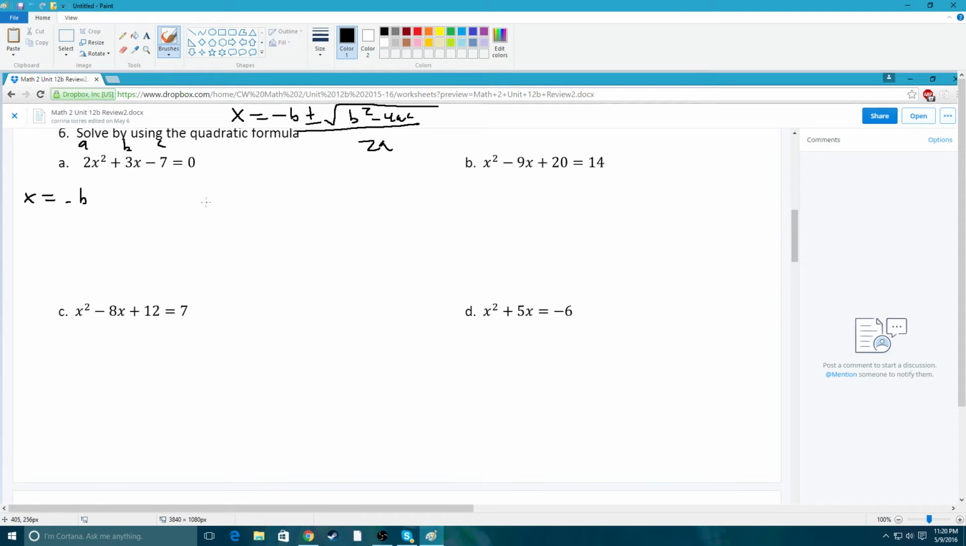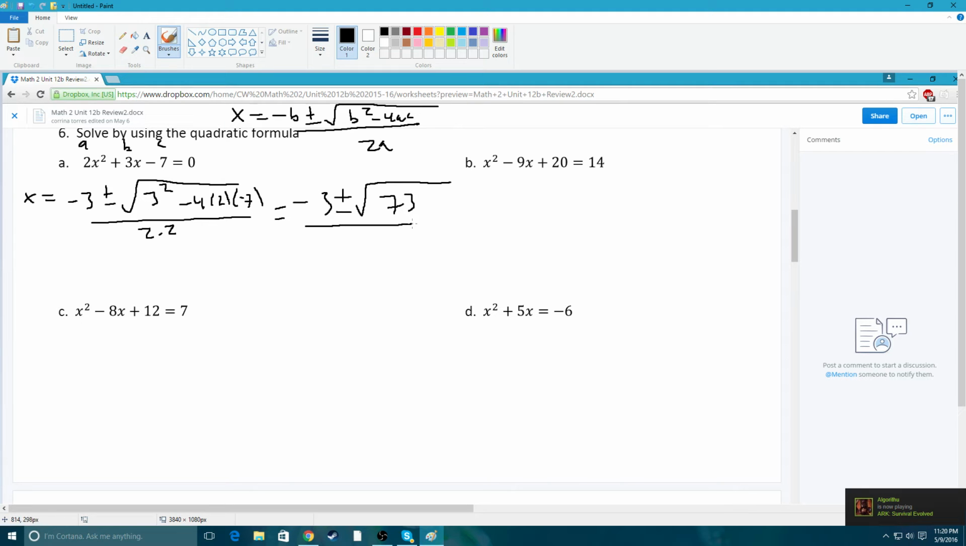Okay. All right. So let me retry this one over here. So this is going to be negative 3 plus or minus the square root of 3 squared minus 4 times 2 times negative 7, all over 2 times 2. Okay, and that comes out to negative 3 plus or minus the square root of 9 plus 56, 73, all over 4. And that's your final answer.